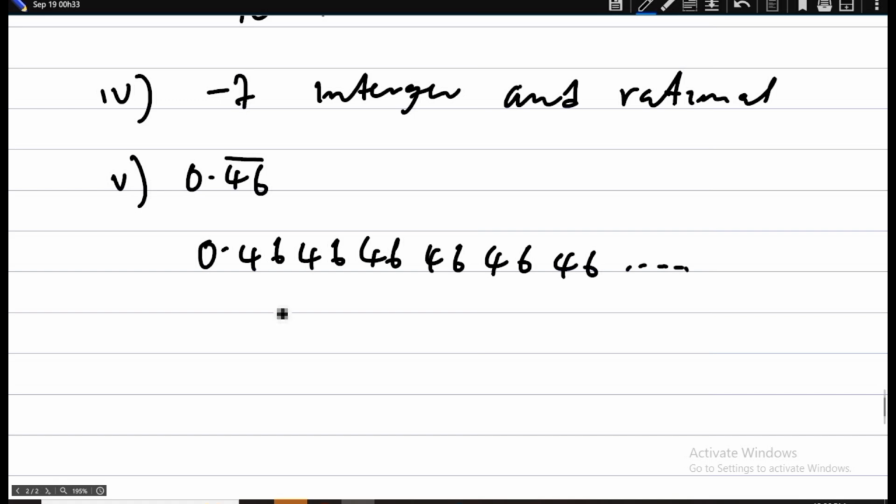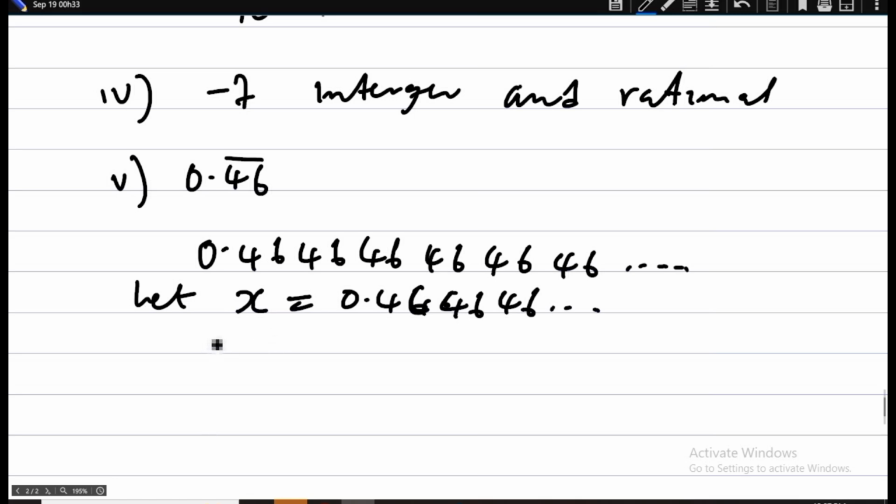So that's the meaning of this bar. Bar means it continues. So let us express it as a fraction. So we can say let x be equal to that 0.46 that continues. Okay, so the next thing you do is to multiply both sides by 100.